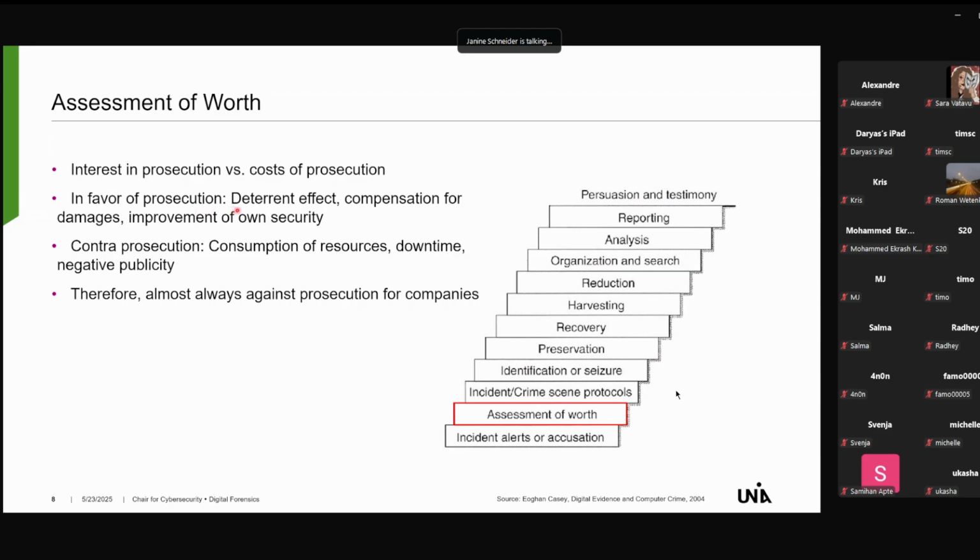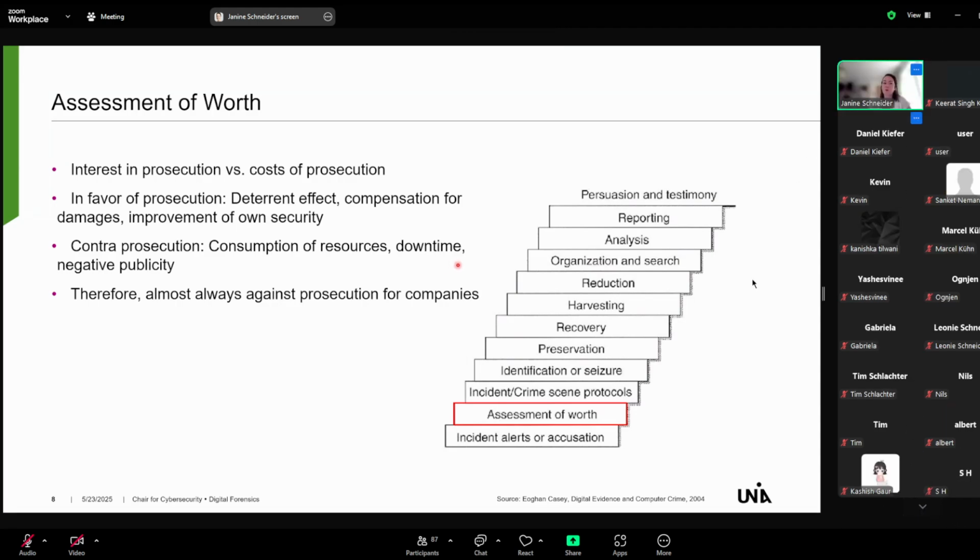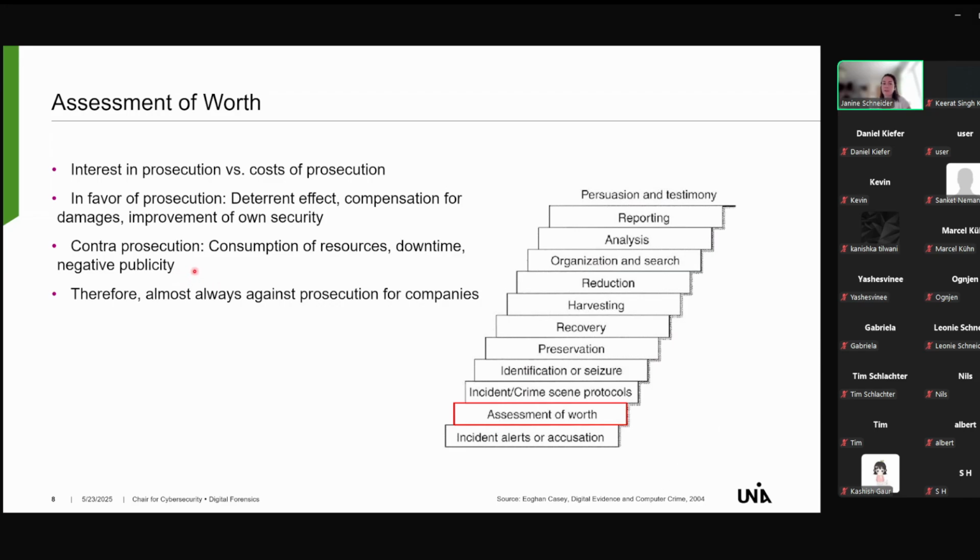Pros could be a deterrent effect, compensation for damages, or the improvement of their own security, especially with companies. And the disadvantages of a prosecution could be the consumption of resources. Maybe if you are in a company context and you get attacked, you have to shut down your servers, then you have some downtime. Maybe you don't want that. Maybe you don't want negative publicity. If you prosecute something, media will report about it, and maybe you don't want that for some reasons.